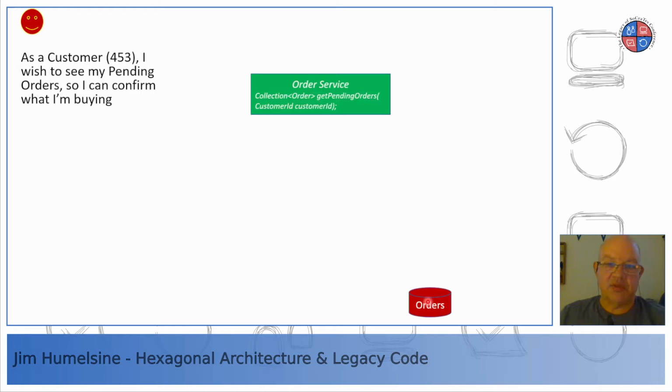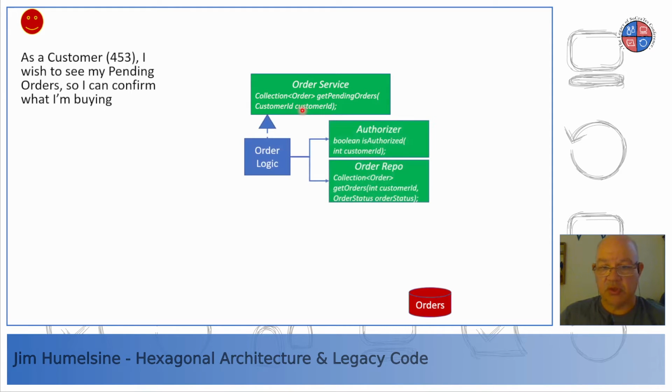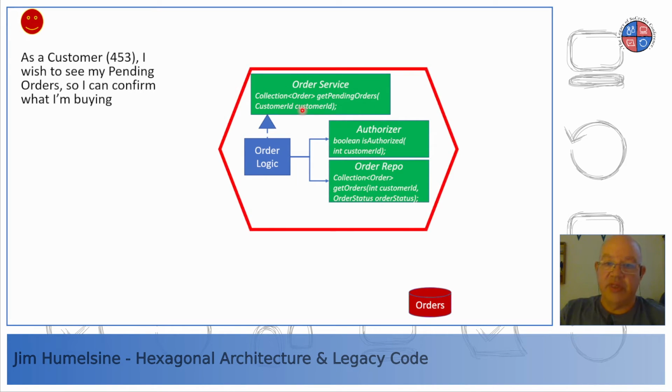So first we would have some sort of service, an order service that defines an interface that says get the pending orders for the customer. That would be implemented by some sort of logic that delegates to two things: some sort of authorizer to make sure that the user is authorized to see this information, and also a repository interface on how to collect it. This is the business boundary of the inner hexagon.